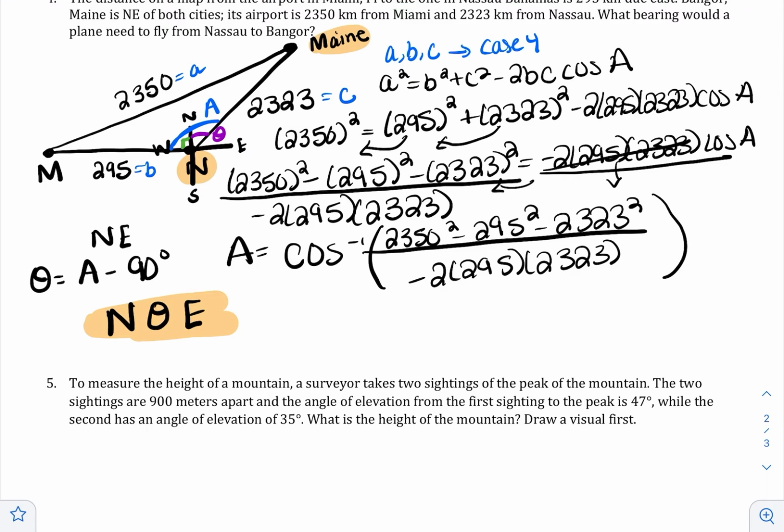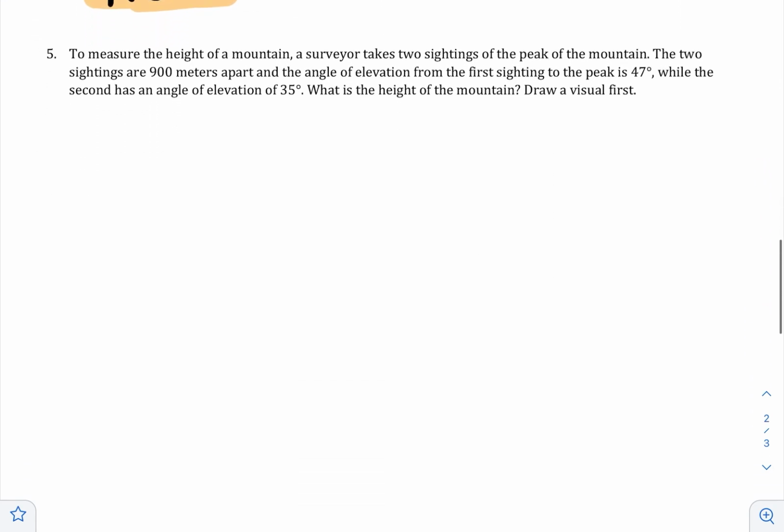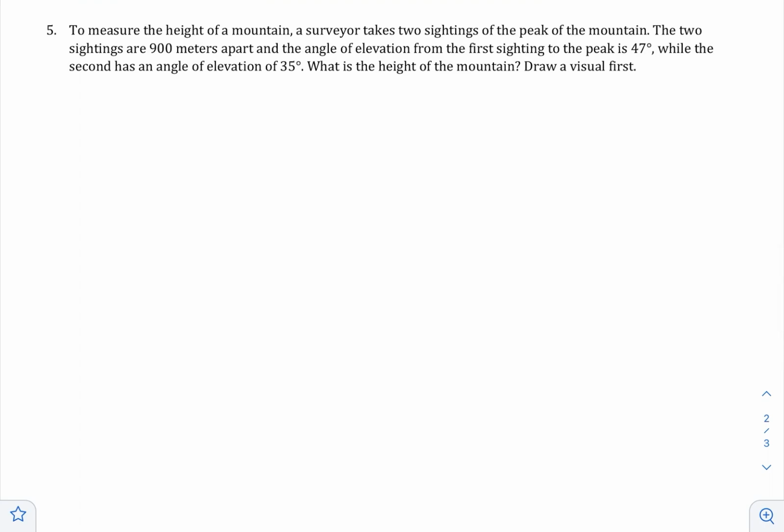Okay, one more. To measure the height of a mountain, a surveyor takes two sightings of the peak of the mountain. The two sightings are 900 meters apart, and the angle of elevation from the first sighting to the peak is 47 degrees, while the second has an angle of elevation of 35 degrees. What is the height of the mountain?